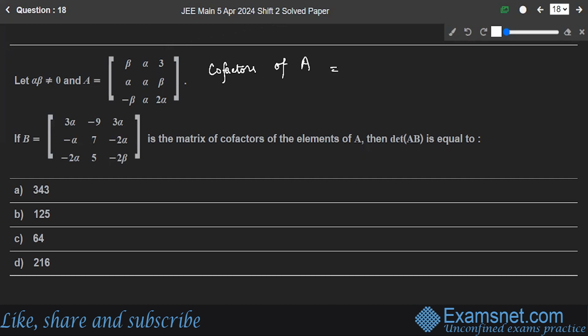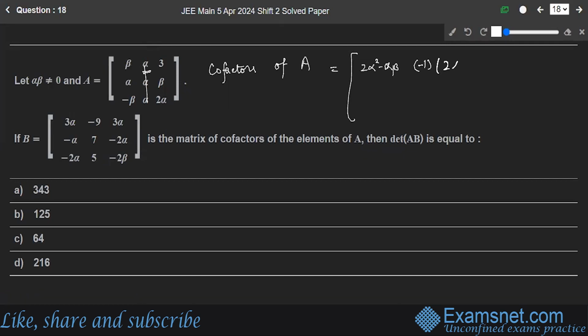Let's find out the cofactors of it. Cofactors of A will be given by C11, C12, C13, C21, C22, C23, C31, C32, C33. Fine. For A11, I'll be leaving this row and this column. This will give me 2 alpha squared minus alpha beta. Now this is first row, second column, so minus 1 raised to power 1 plus 2. This will give me minus 1 over here. Now I'll be leaving this and this, so it will be 2 alpha square plus beta square.